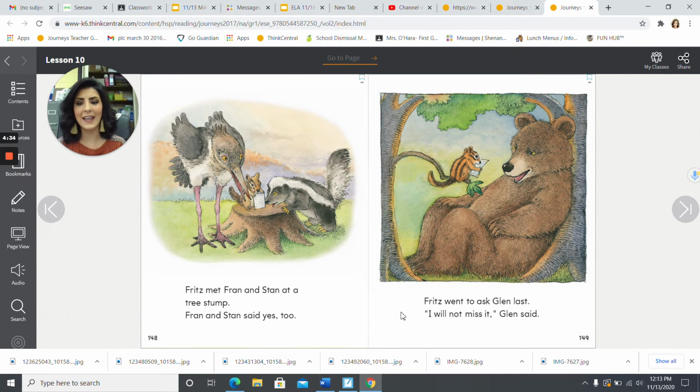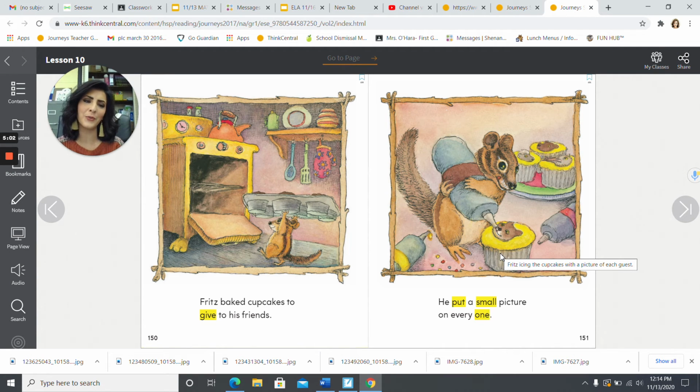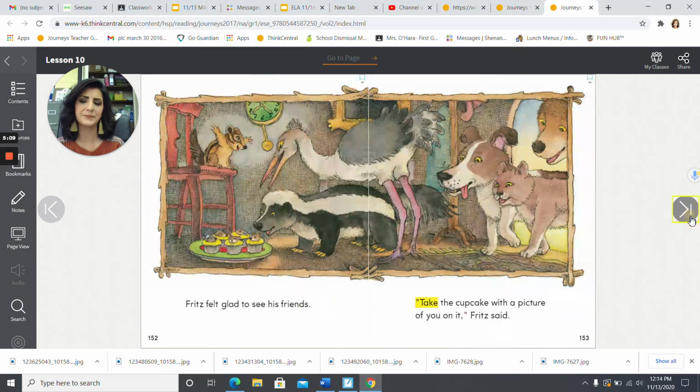A party is fun, Jack said. Fritz met Fran and Stan at a tree stump. Fran and Stan said yes too. Fritz went to ask Glenn last. I will not miss it, Glenn said. Fritz baked cupcakes to give to his friends. He put a small picture on every one, and we can see lots of our new words to know in there. So think about how good his friends are going to feel when they each have their own cupcake with their own picture on it. That would make me feel really special if a friend did that for me.